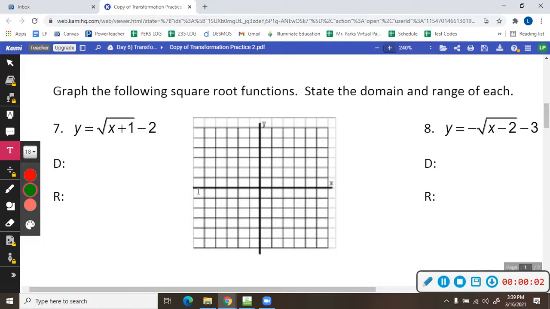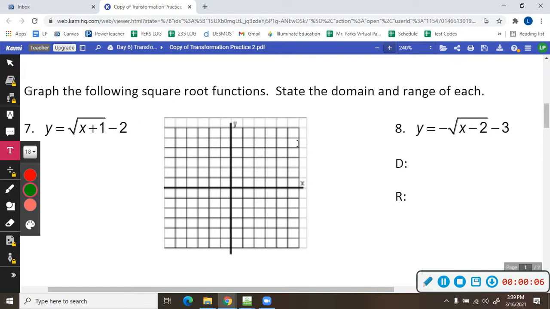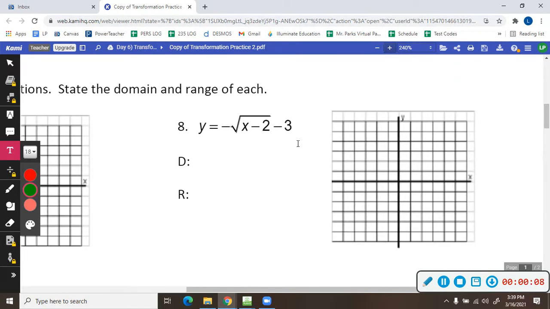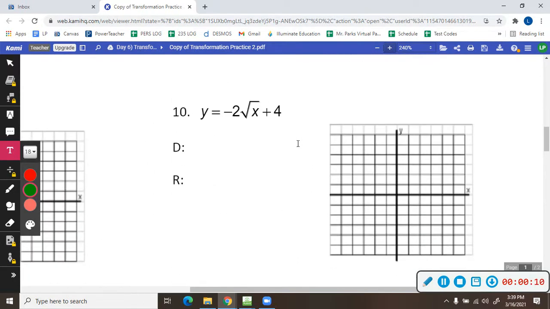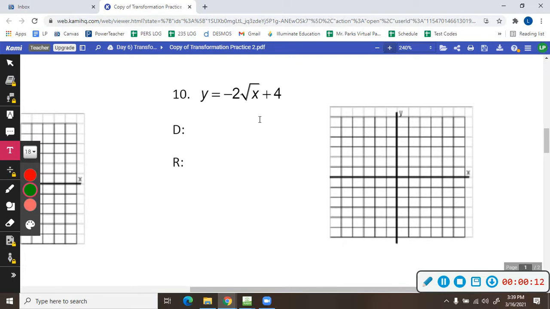So on these problems, we are going to graph the square root, and then we're going to state the domain and range of each. So we're looking at number 10 is the one I'm going to do with you. And we have the -2. Now what does that -2 do when we're talking about transformations?